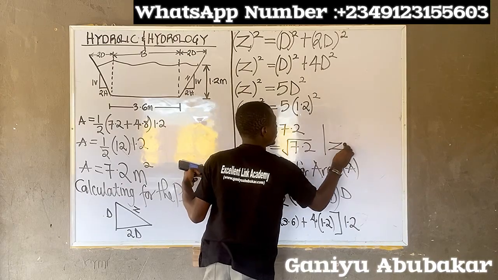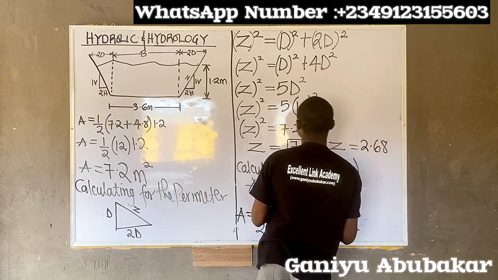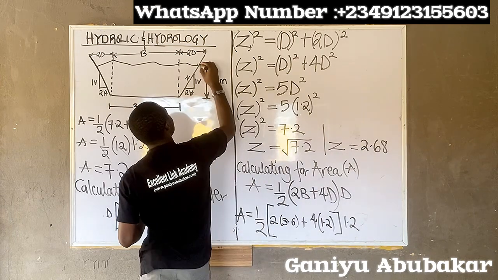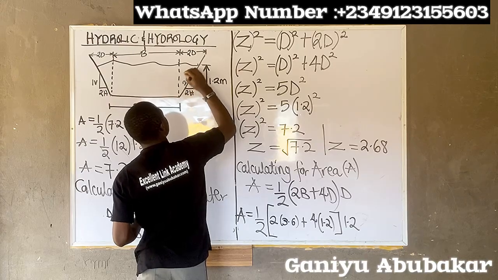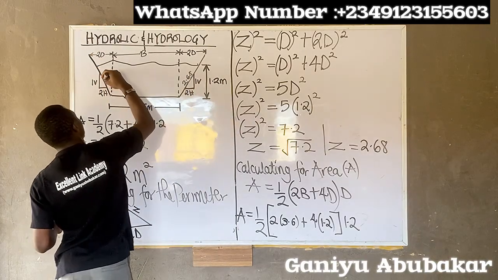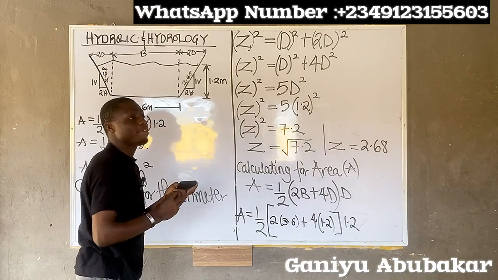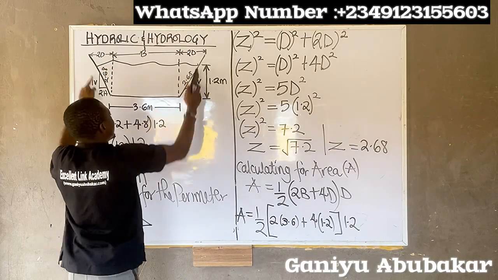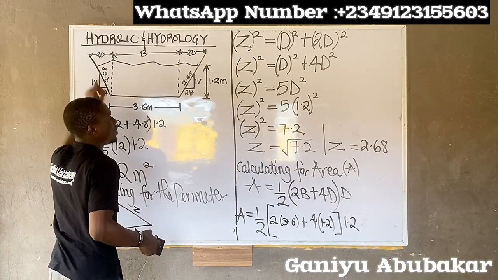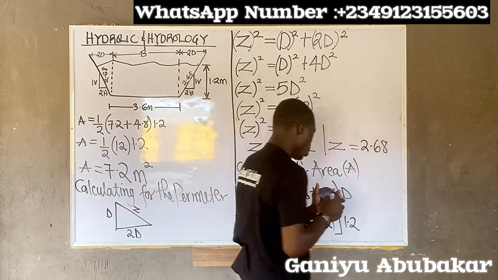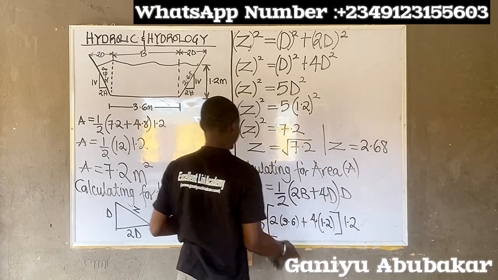Of course, Z in this case is equal to 2.68. It means that from here to here is 2.68, and from here to here is, of course, 2.68. So we want to get the perimeter. Perimeter is easy: add all the sides together. So I'm adding 3.6 with 2.68 with this other 2.68. That's the perimeter solution. All right. Work on this.